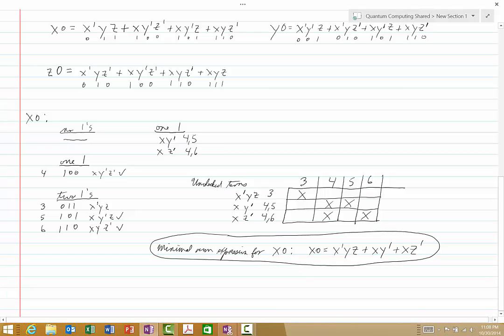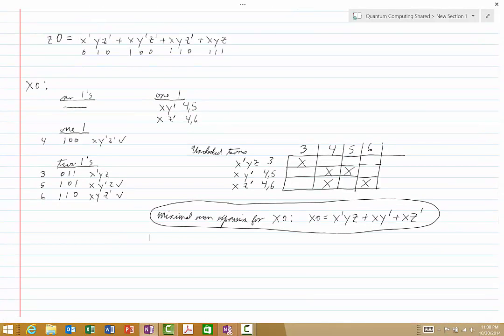Now, I very strongly encourage you to stop the video at this point and try to find the minimal sum expressions for YO and ZO. After you've done that, come back and watch as we do it here and see if you get the same results. Okay, now we'll do YO.